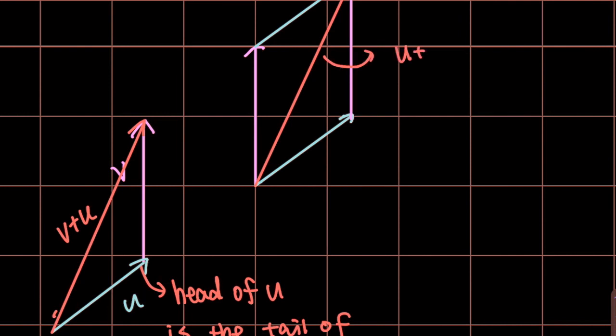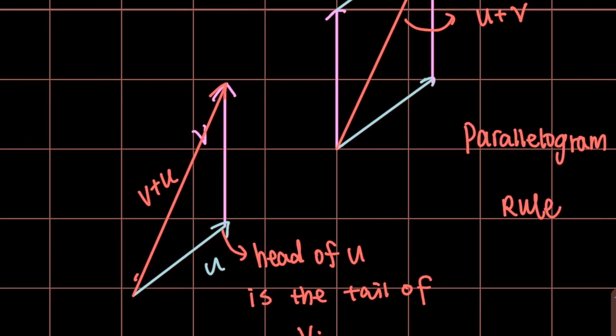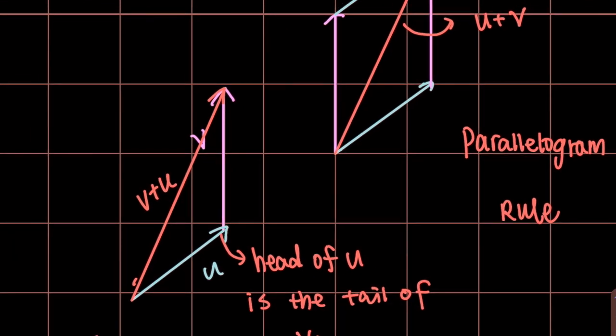That is also u. That is using the parallelogram rule. This one is using the triangle rule.